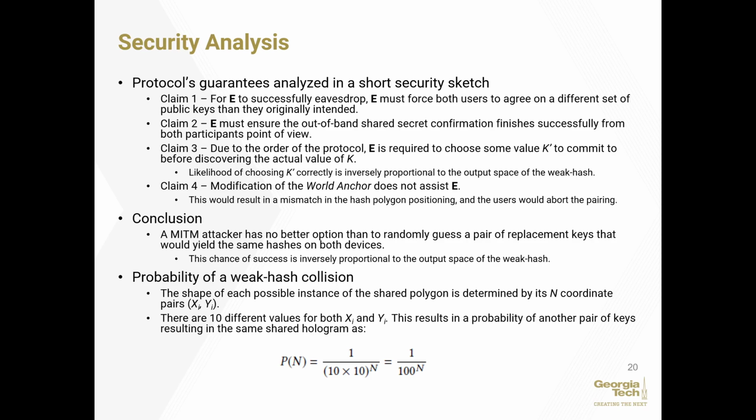We will now analyze the likelihood that a different pair of keys still results in a weak hash collision. The shape of each possible instance of the shared hologram is uniquely determined by its n-coordinate pairs. In our implementation, we use a total of 10 different values for both x sub i and y sub i. And this results in the probability of another pair of keys resulting in the same shared hologram being 1 over 100 to the nth power.